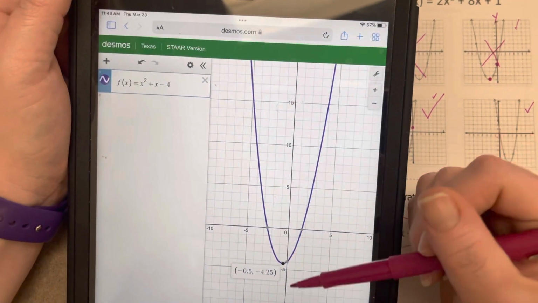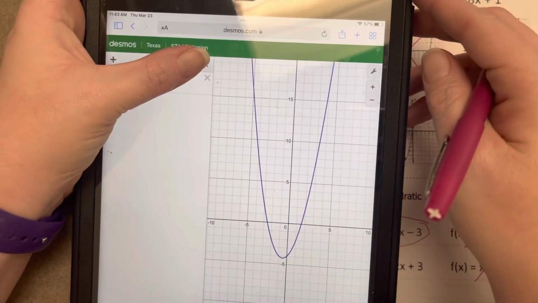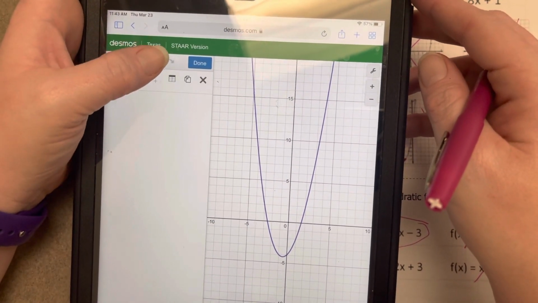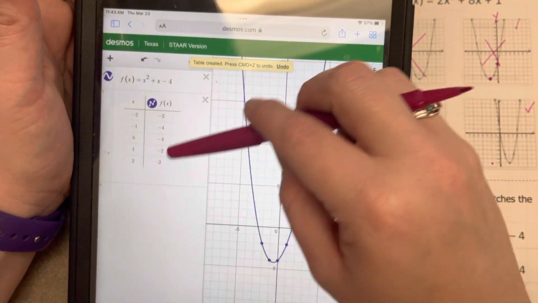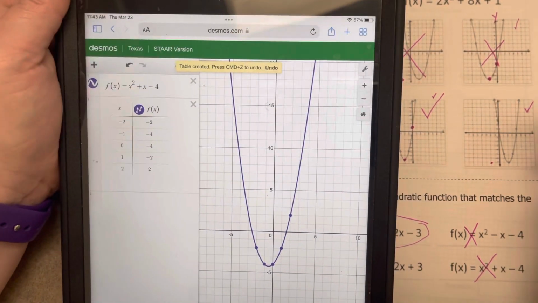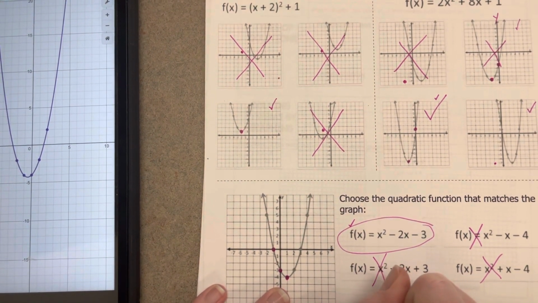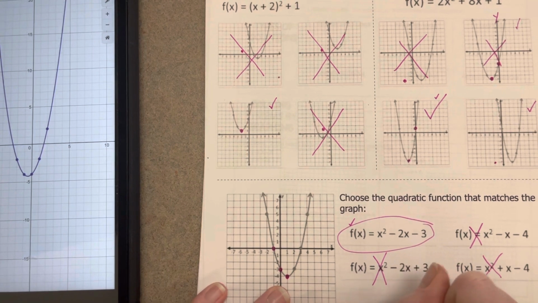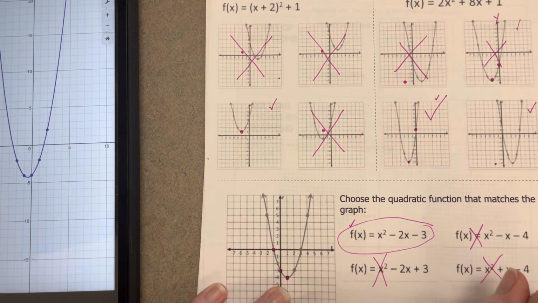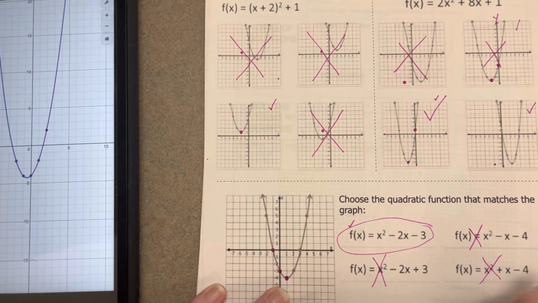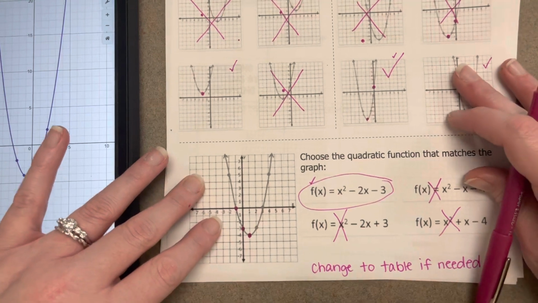Now, if I can't see some nice points, what I can do is always change this equation to a table by pressing the gear button and then table. And I can see the points on my table here. So don't forget, you can change to a table if needed. In fact, I would encourage you to check the table, especially if you're given points.